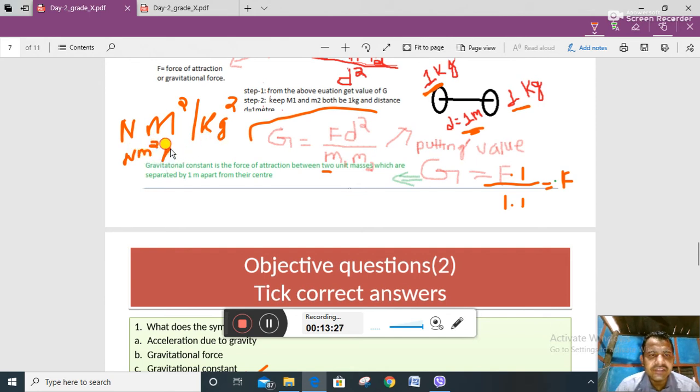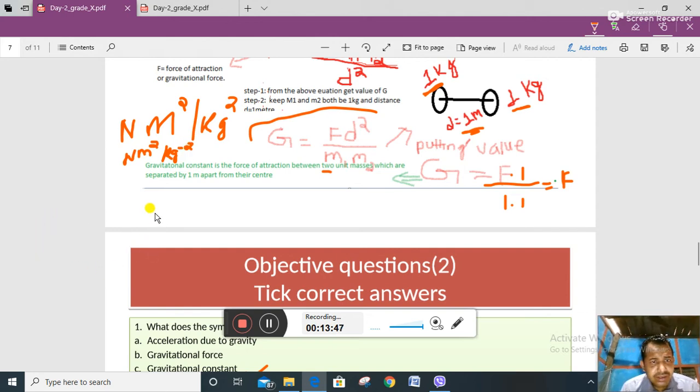You can write kg minus 2. It means it is in the divide; when it comes upward, this is the unit of the gravitational constant. Now its value is the standard one, that is 6.67 into 10 to the power minus 11 Newton meter square per kg square. And there is one question that is asked one time in the exam.